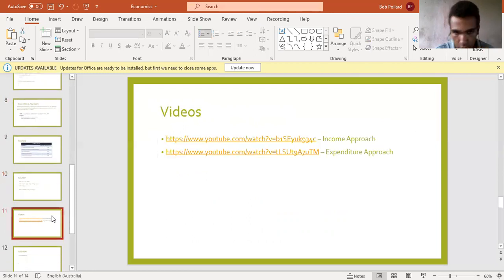Okay, so those are the two approaches that we hopefully will learn today. If you want to go to a deeper level, if you want to learn more about the income approach or the expenditure approach, or if you get stuck, I have uploaded links to two videos on YouTube which explain the income approach and expenditure approach.